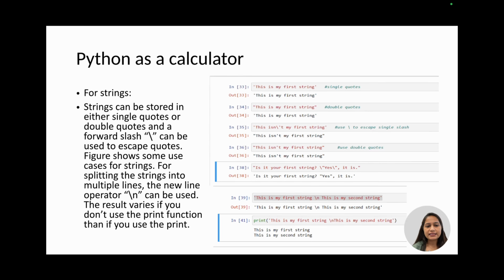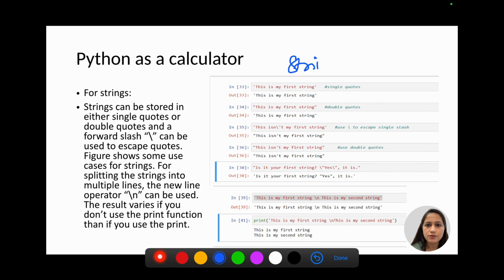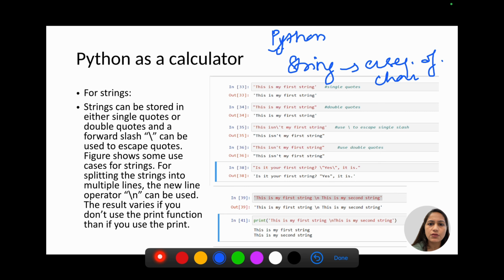So now let us see how we can use strings. A string is basically a sequence of characters. For example, I write Python. Python is also a string. It is a sequence of various characters. So in Python, how do you use a string?